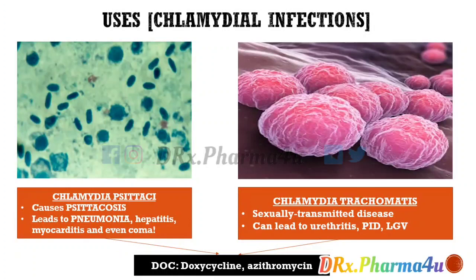And on the right hand side, you can see Chlamydia trachomatis. So this is actually a sexually transmitted disease, and it can lead to urethritis, inflammation of the urethra, pelvic inflammatory disease, and lymphogranuloma venereum. So all these are technical terms of sexually transmitted diseases. So the drug of choice is doxycycline and azithromycin. So these are the two different types of chlamydial infections against which we can use tetracycline.